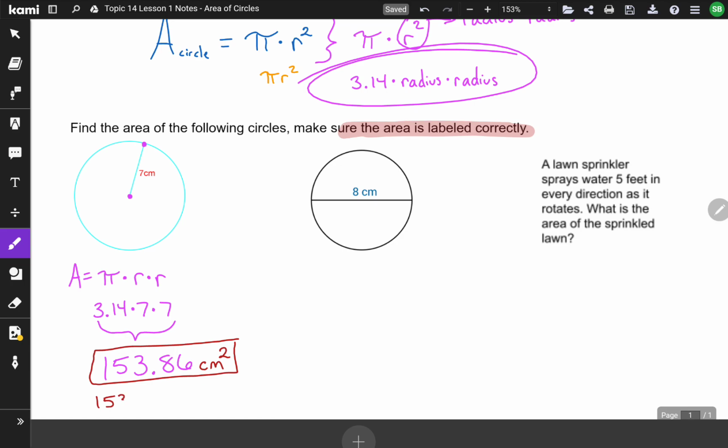When you do the practice and you have to type into the Google form, you will type in 153.86, a space, and then cm, caret, and then the 2. This is how you will type. This is the typed answer. You have to include the label. The label is a part of it. If you do not put the label, it will count you incorrect. So make sure you're paying attention. All right, so that's the first example.